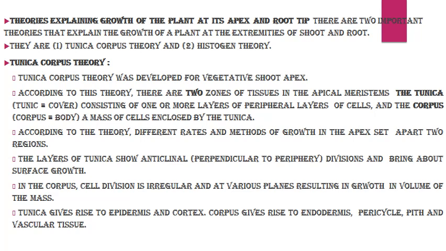The layers of tunica show anticlinal, it means perpendicular to periphery, divisions and bring about surface growth. In the corpus, cell division is irregular and at various planes, resulting in growth in volume of the mass. Tunica gives rise to epidermis and cortex. Corpus gives rise to endodermis, pericycle, pith and vascular tissues.